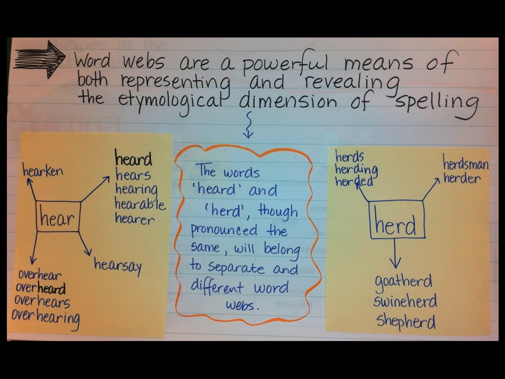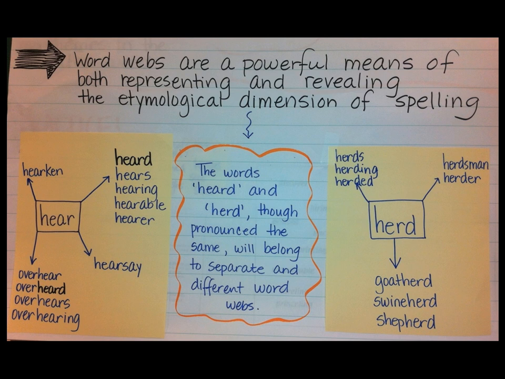When you're putting words together on a word web, you really have to think about the meaning first, and some of the natural combinations come across because they have similarities in meanings, and it helps reinforce that idea that where words come from is as important to us when we think about how they're spelled as their structure and their meaning. The words heard, H-E-A-R-D, and herd, H-E-R-D, though pronounced the same, will belong to separate and different word webs. And you can see here, I do have to say that I took these directly from the theme.